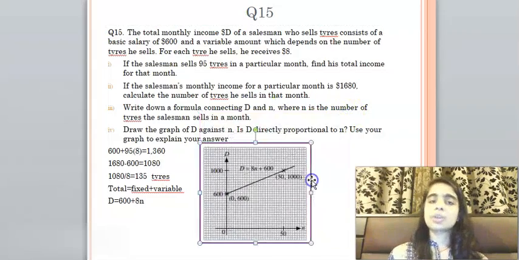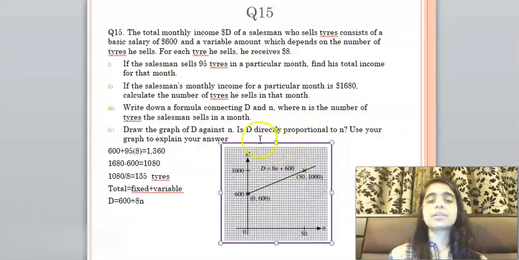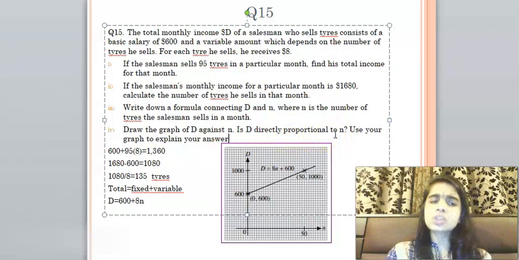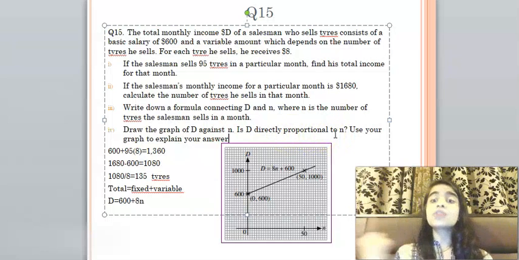Now let's look at what it is asking next. Is D directly proportional to N? Now can you tell me, is D directly proportional to N? No, absolutely not. Because the first rule for direct proportion is that the graph should be linear and it should intersect the point (0, 0).